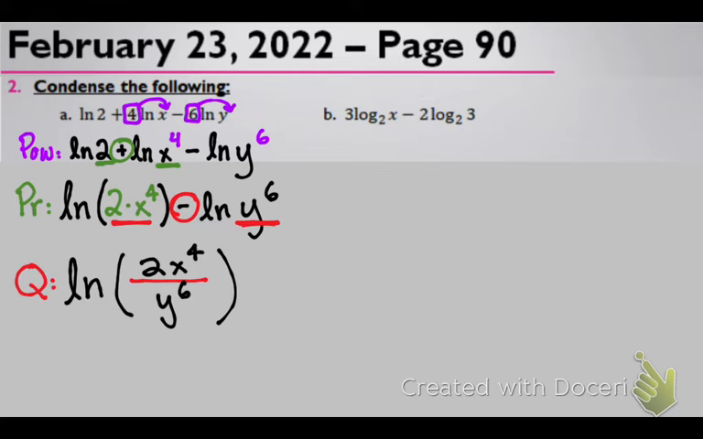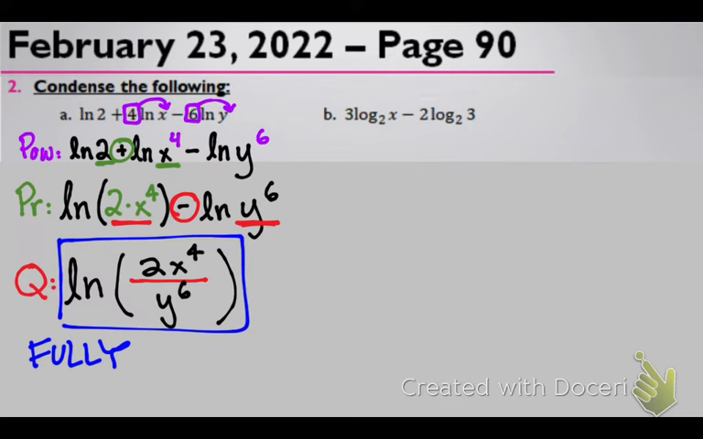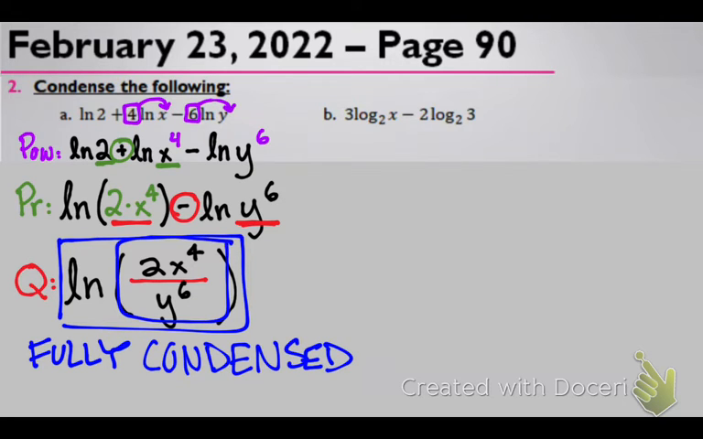All right, are we done condensing? Yes? Great. How do we know? There's only one log. Because there's only one log, and what else? There's no more addition, subtraction, or anything in front. And there's only one argument. There's only one big parentheses there.